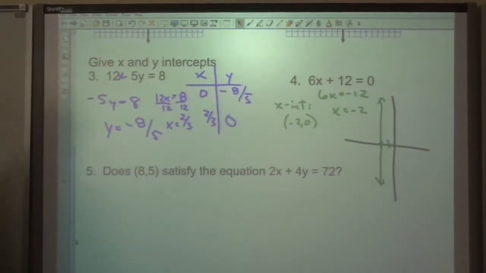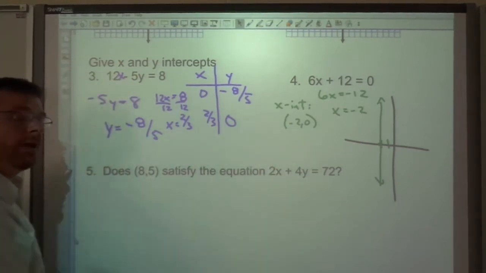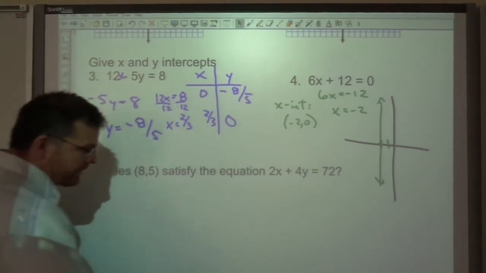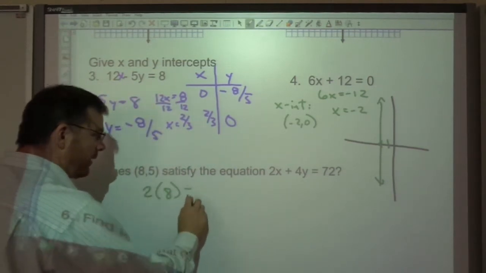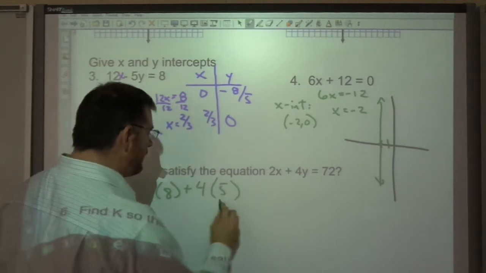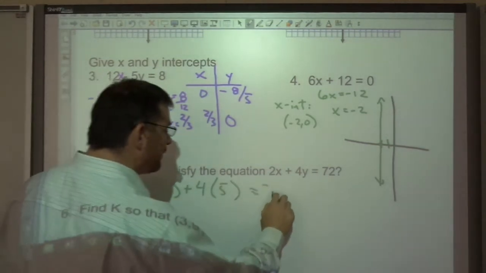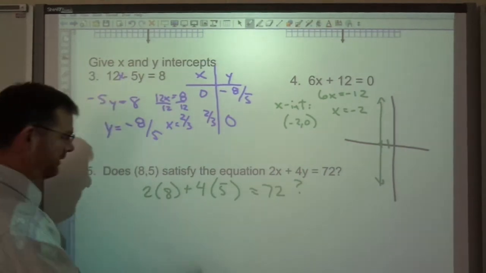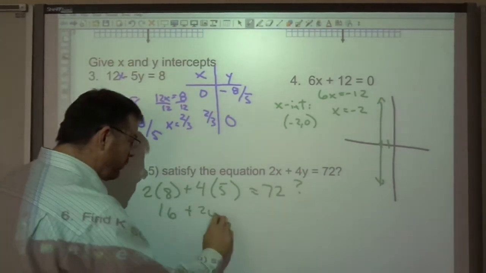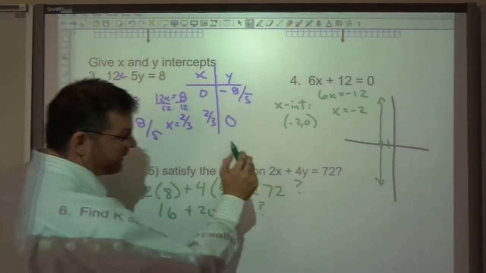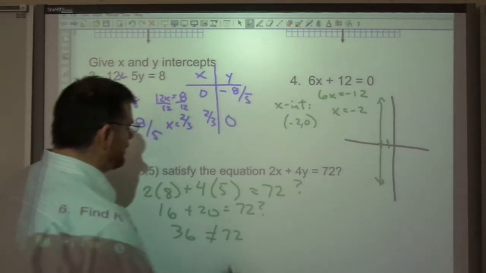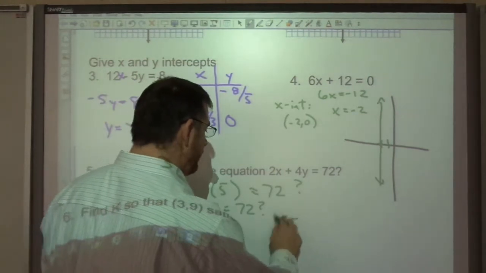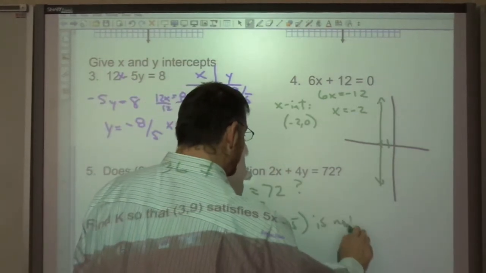Does the point 8, 5 satisfy this equation? What that means is if I graph this line, would this point be on it? In other words, if x is 8 and y is 5, do those equal 72? This is 16, this is 20. Does 16 plus 20 equal 72? No, 36 does not equal 72, so 8, 5 is not a solution.